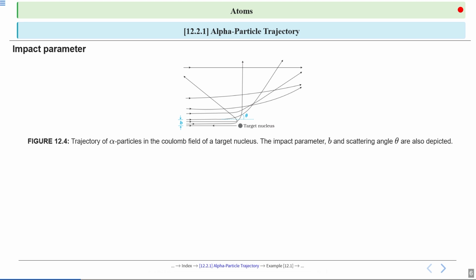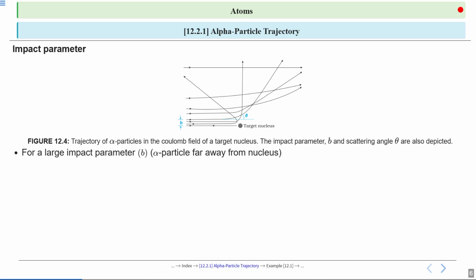You can see in the diagram there is a target nucleus and a number of alpha particles are coming at different impact parameters, at different perpendicular distances from the nucleus. The alpha particles that are coming close to the nucleus are deflected by a greater angle, greater theta, and the alpha particles that are far from the nucleus are deflected less.